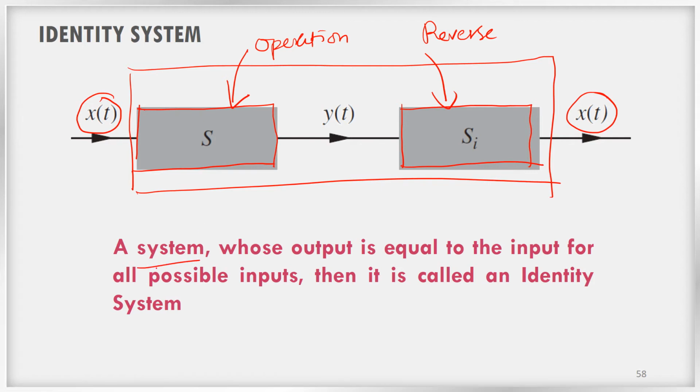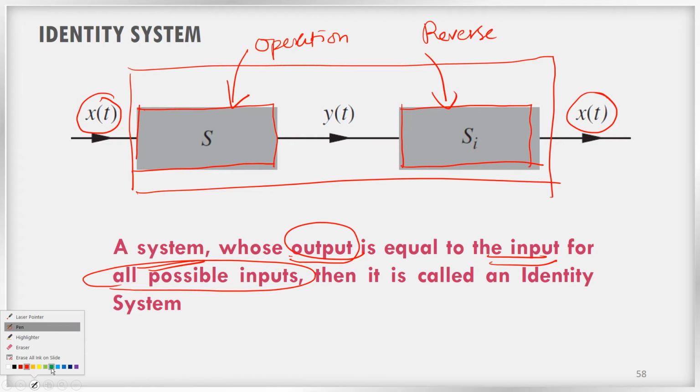So a system whose output is equal to the input for all possible inputs. This is very important. If it holds for only some inputs, that is not acceptable. For all the inputs, the system should satisfy this condition. Then such systems are called identity systems.